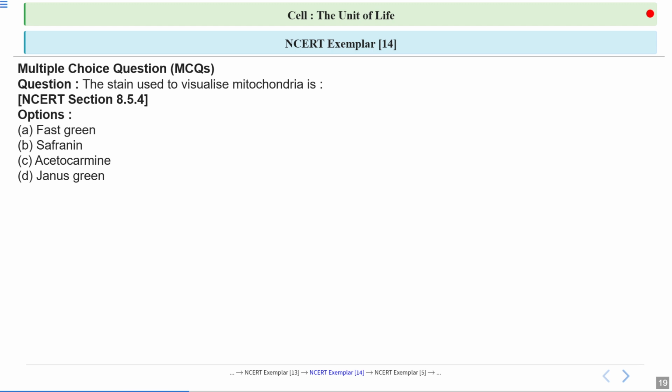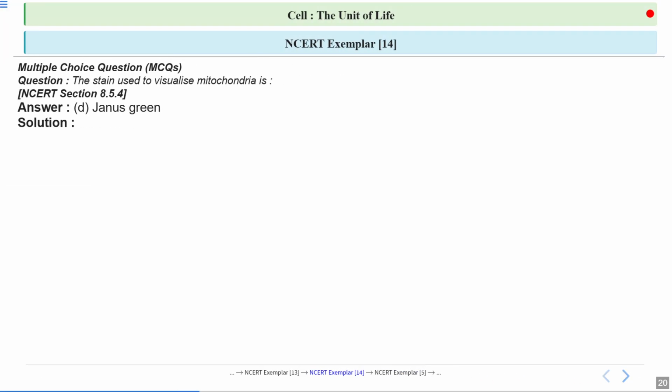Next question. The stain used to visualize mitochondria. If you want to see mitochondria, which stain will you use? This question is coming from the NCERT section 8.5.4 and the options for this question are as follows. A. Fast green, B. Safranin, C. Acetocarmine and D. Janus green. Let us see the correct answer. So option D, Janus green is the correct answer.